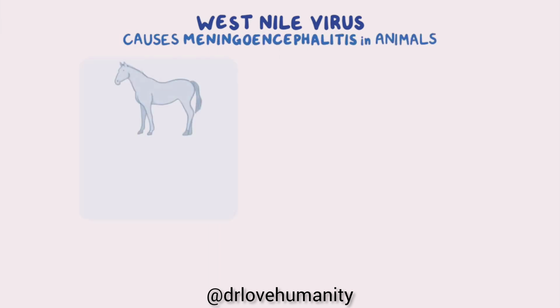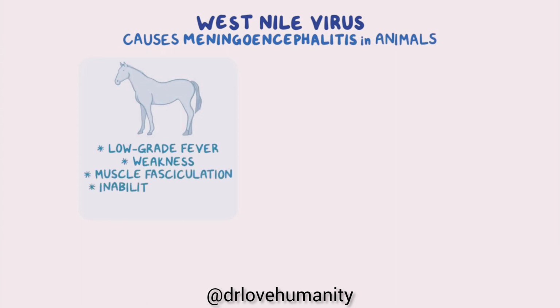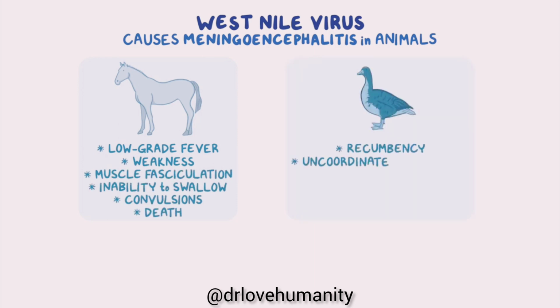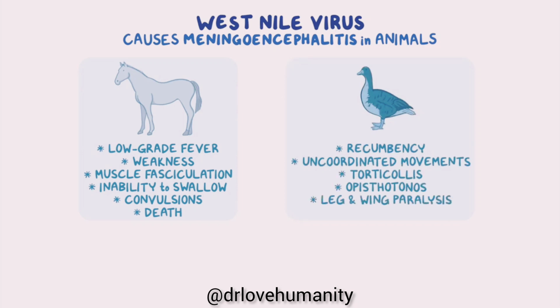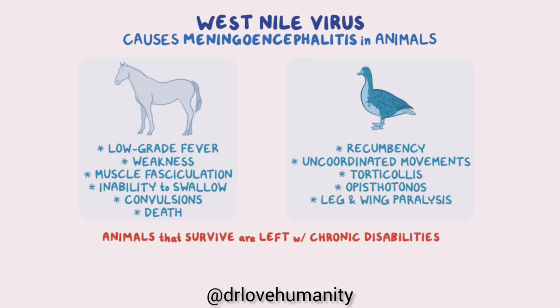Common symptoms in horses include low-grade fever, weakness, muscle fasciculation, inability to swallow, convulsions, and even death. Typical symptoms in birds include recumbency, uncoordinated movements, torticollis, opisthotonus, and leg and wing paralysis. Animals that do survive are left with chronic disabilities. Human infections are usually mild or asymptomatic. However, elderly or young people, or those with underlying medical problems, may develop meningitis or encephalitis.